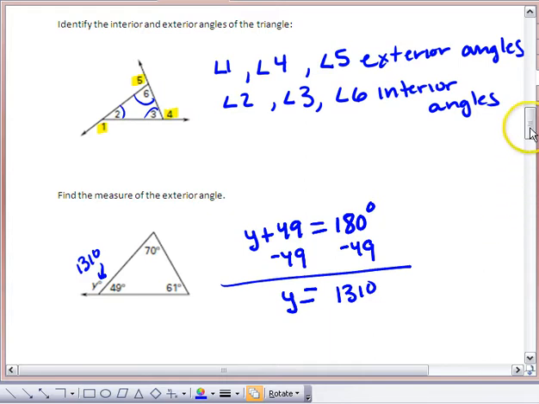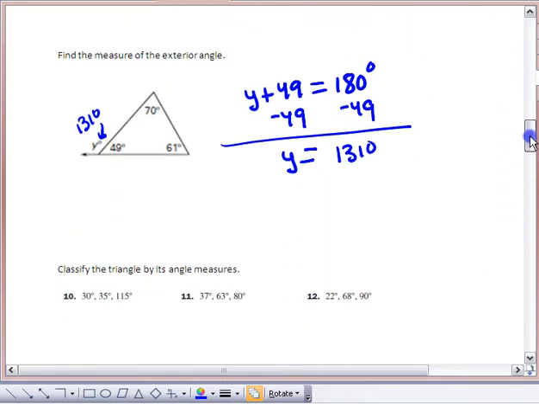Alright, let's classify triangles using angles and side measures. So we'll start with this one. Notice I have two acute angles, and then I have this one obtuse angle. Because one of the angles is obtuse, my triangle is classified as obtuse. Now if you notice, this triangle has three angles that are acute. So that means that my triangle must be an acute triangle.